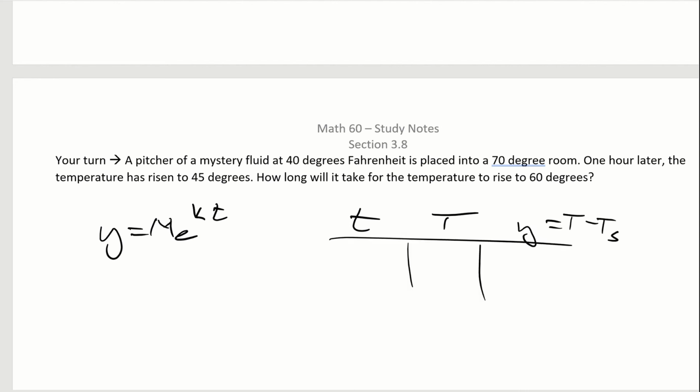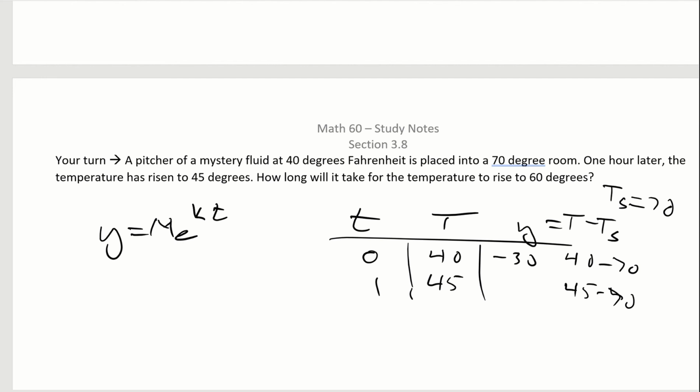This is kind of unfair. The one I gave you is different from mine, but you know, maybe it freaked you out with the negatives, but this is what we've got. It's 40 degrees at the start. The temperature of the surrounding is 70 degree room. So y is 40 minus 70. I got a minus 30. It said 1 hour later, it's risen to 45 degrees. So 45 minus 70. What did I get for that one? Minus 25.